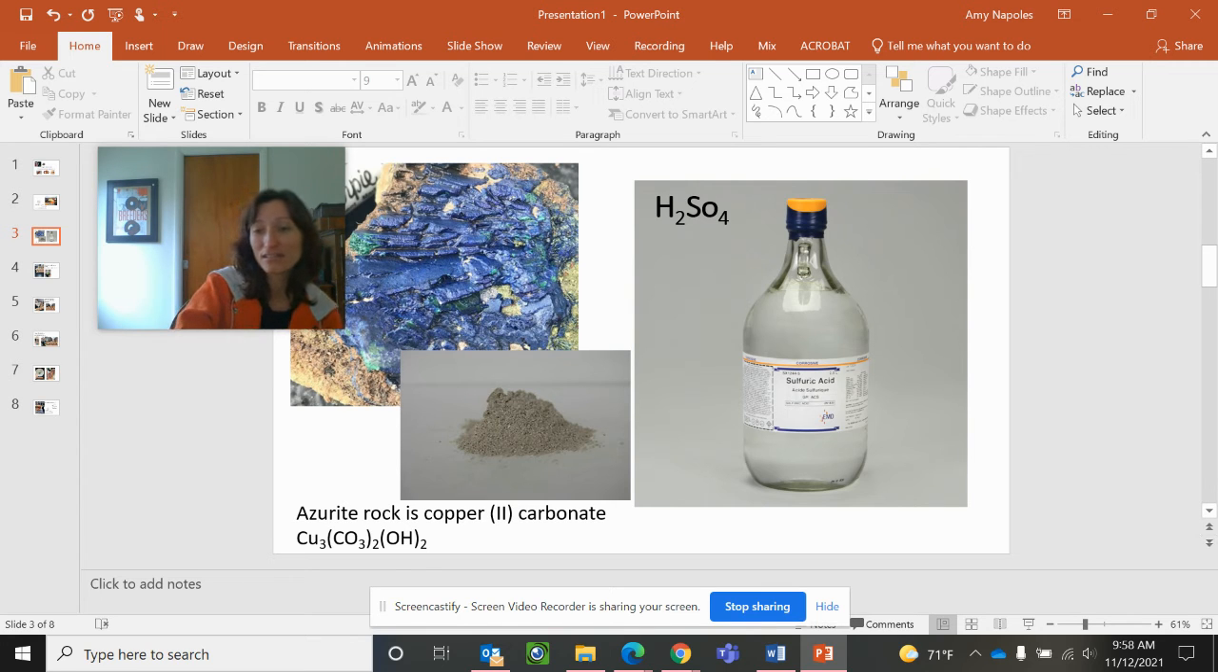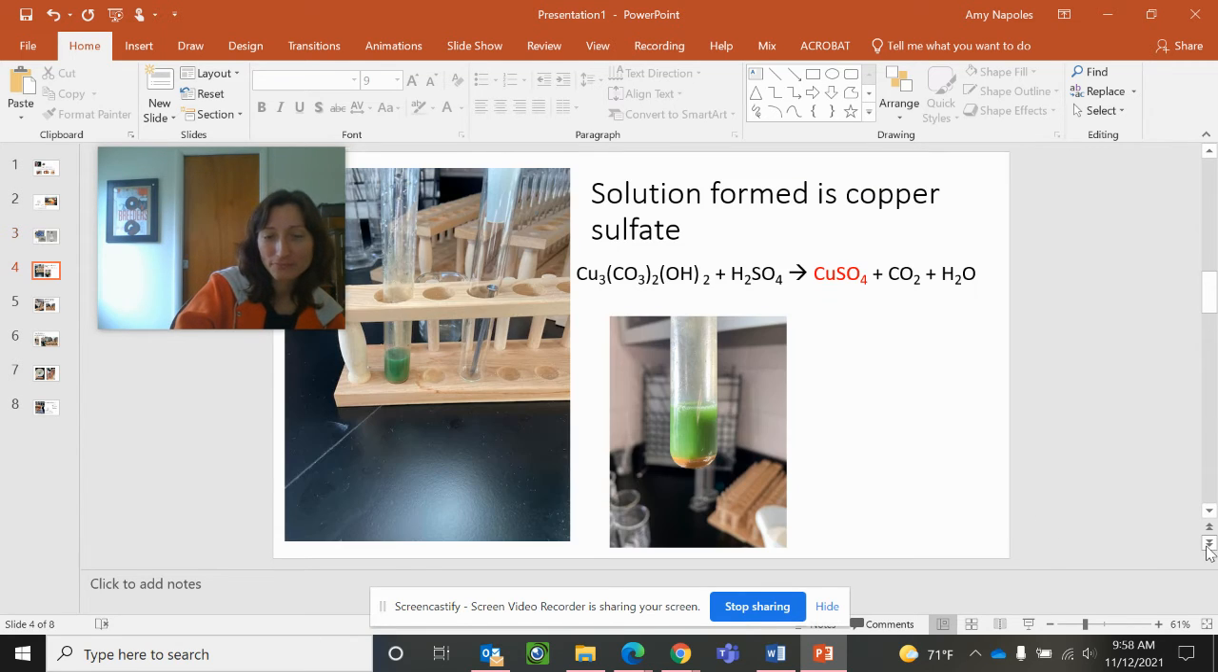I'll show you the picture. I took a test tube and I filled it with just a couple of grams of the pulverized azurite rock. And then I poured in, I think it was about 6 milliliters or so of 2 molar sulfuric acid. This here is the actual chemical equation of what's happening. So the azurite is Cu3(CO3)2(OH)2, that is just the compound. That's what we see within the rock itself.